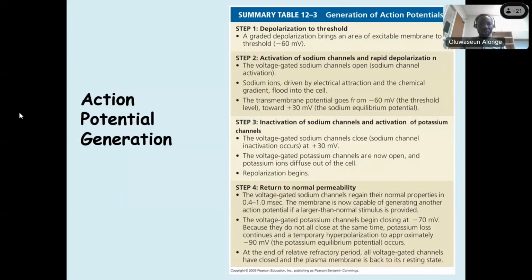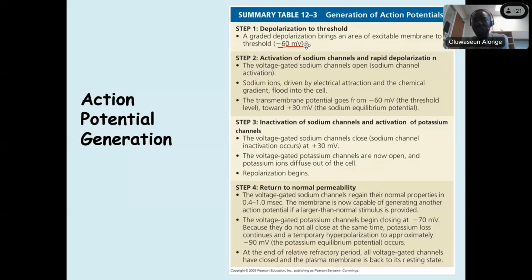Number 1, depolarization will happen. How will depolarization happen to the threshold? It's the stimulus that initiates that, bringing the cell from its negative 70 to negative 60, which is the threshold. At this threshold, action potential must happen, either the system likes it or not. Once the threshold is achieved, action potential will happen.